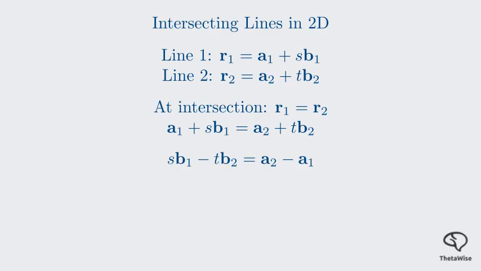If the system has a unique solution for s and t, the lines intersect. If the equations are inconsistent, meaning there's no solution for s and t, then the lines do not intersect. If they are consistent but dependent, meaning there are infinitely many solutions, then the lines are coincident.